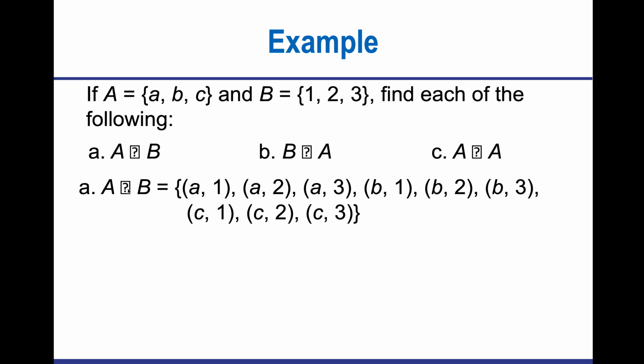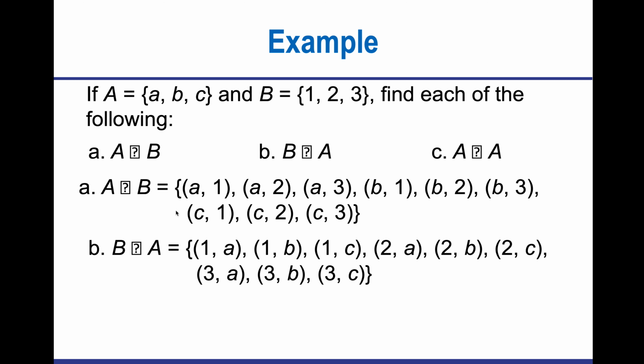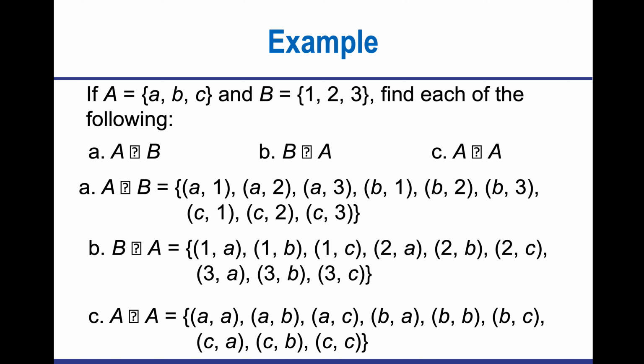So if I want A cross B, A and 1, A and 2, A and 3, B and 1, B and 2, B and 3. So you get a lot more ordered pairs. You're going to determine your ordered pairs by using the principle of counting. Then if I want B cross A, my B elements have to come first in the ordered pair. And if I have A cross A, my A elements come first, and I'm crossing A with itself.